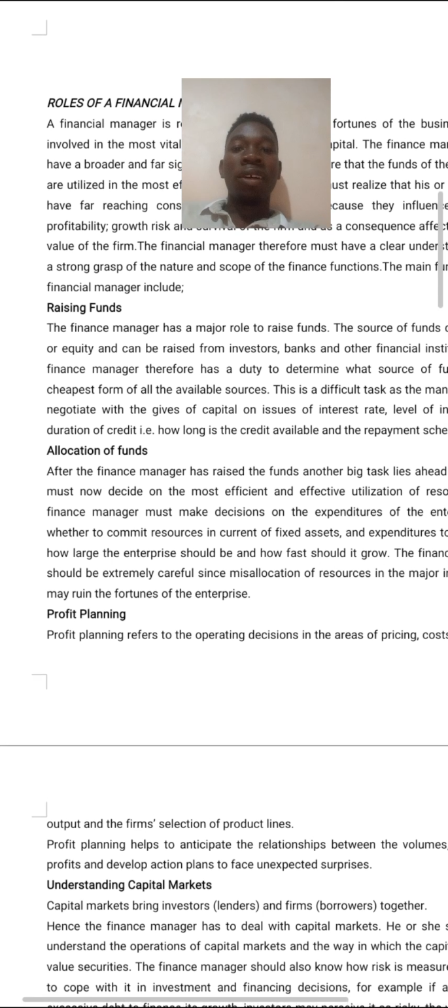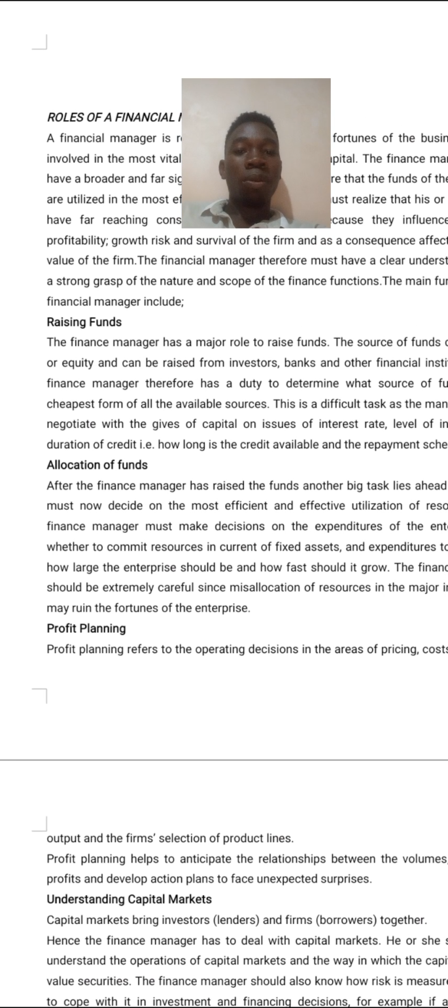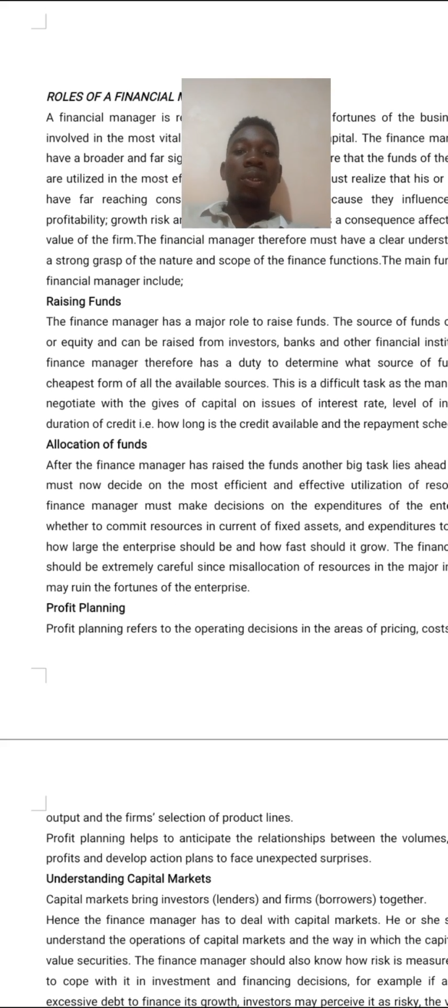And where does the debt financing come from? From financial institutions. So as a financial manager, you must identify the financial institutions with lower interest rate if you are to go for the debt financing. So that's what we call raising of funds. It simply looks at the sources of finance.